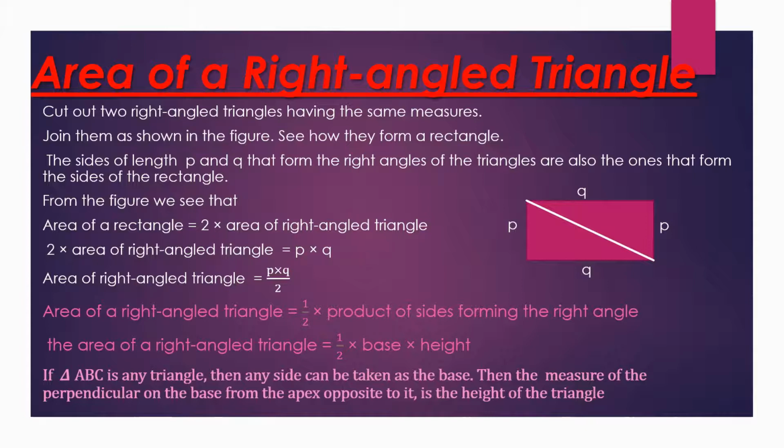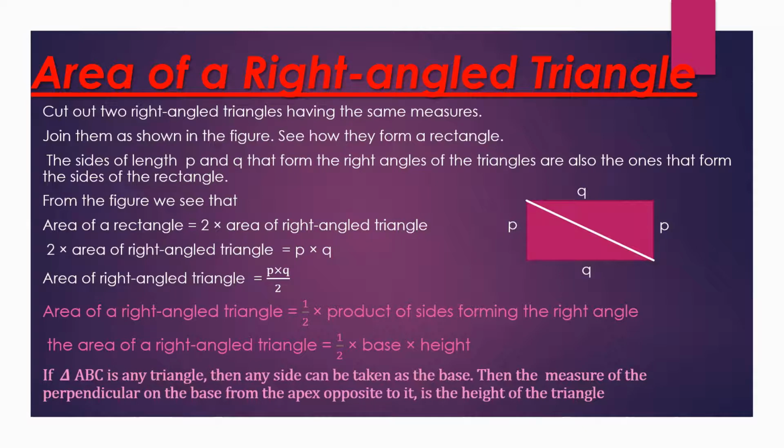Next topic is area of right angle triangle. Cut out two right angle triangles having the same measure. Join them as shown in the figure. See how they form a rectangle. The sides of length P and Q that form the right angles of the triangles are also the ones that form the sides of the rectangle. From the figure, we can see that area of a rectangle is equal to 2 into area of right angle triangle.